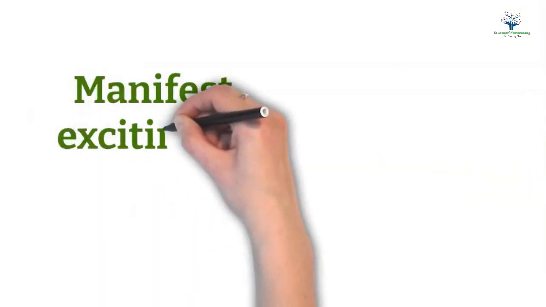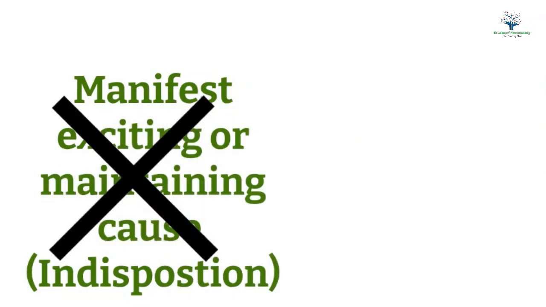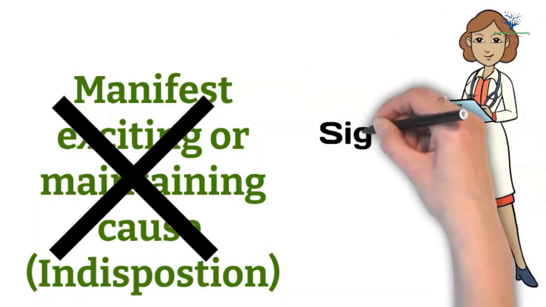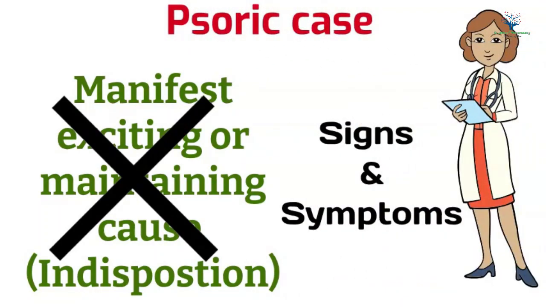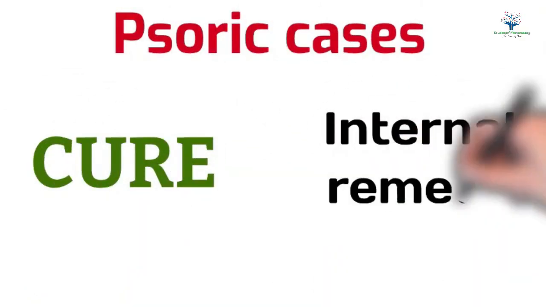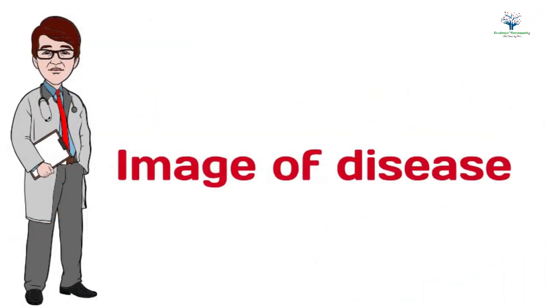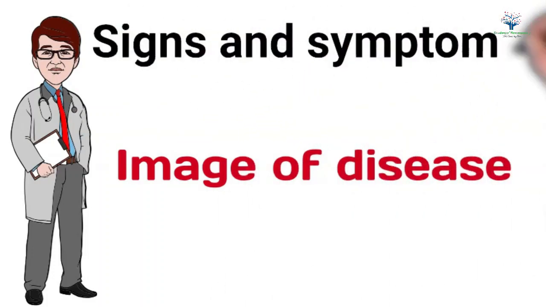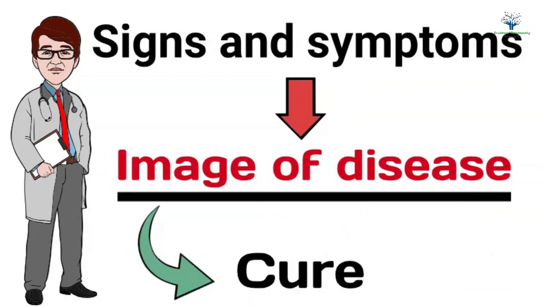When there is no manifestation of exciting or maintaining cause, that means no indisposition, and the physician perceives nothing but only signs and symptoms to treat the case, it is a Psoric case. For cure, Psoric cases need internal remedy. The intelligent physician will form an image of disease by viewing the array of signs and symptoms in the patient and can rely upon it for the purpose of cure.